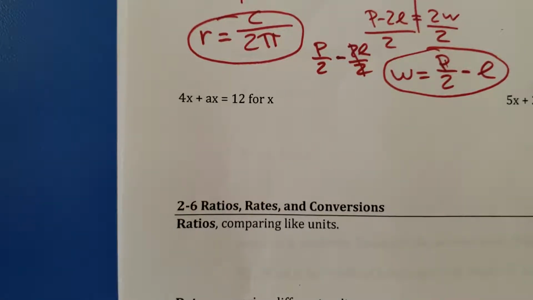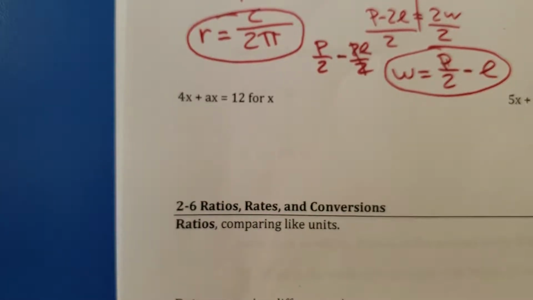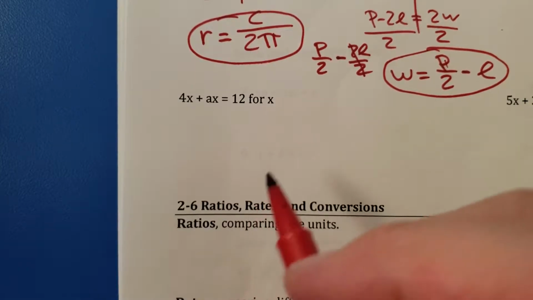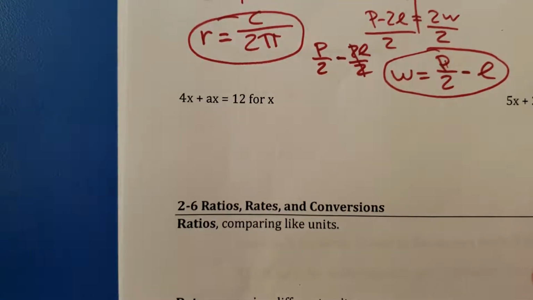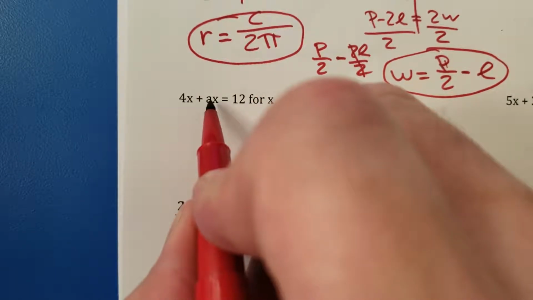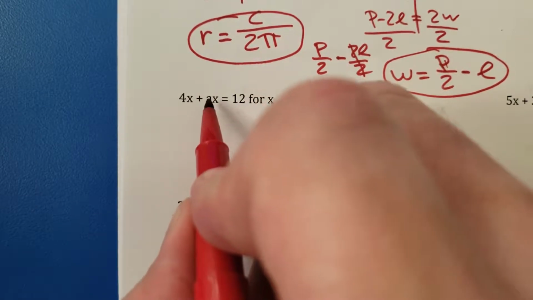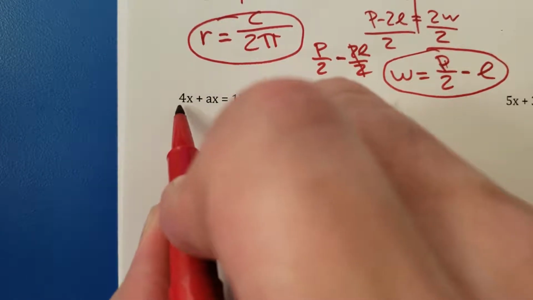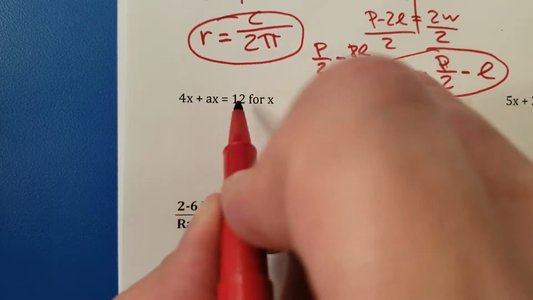All right, last example. We're trying to solve for x, but the problem is we have two x values. This one's going to be a little bit tricky, but I'm going to walk you through it. We want to get rid of this 4 and this a, but we can't really do that because they're both connected by multiplication, and you're just going to make a mess if you try to divide everything by 4 and everything by a.